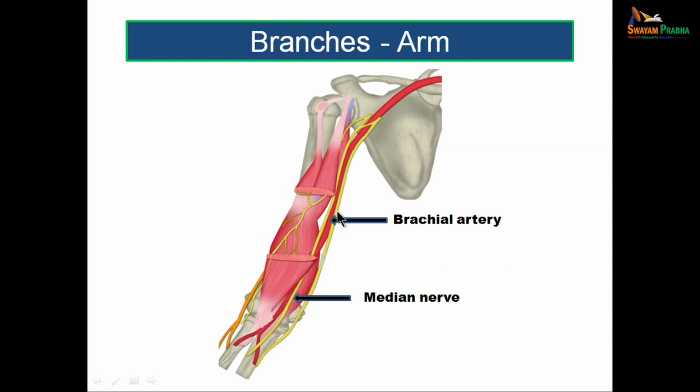Now, let us look at the branches given by median nerve in the arm. In the axilla, median nerve does not give any branches, whereas in the arm it can supply vasomotor branches to the artery which it is closely associated with, and that is the brachial artery. So, it gives vasomotor branches to brachial artery. It also gives in the lower part of the arm a muscular branch which is going to supply the Pronator Teres muscle, which is forming the medial border of cubital fossa. So, you find median nerve supplying one muscle when it is lying in the lower part of the arm itself, and that is Pronator Teres.